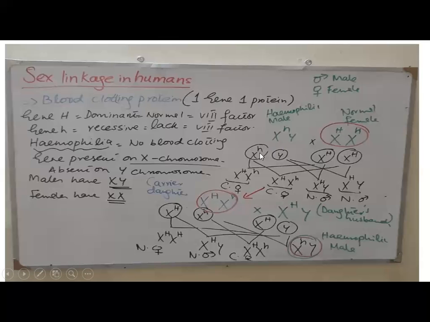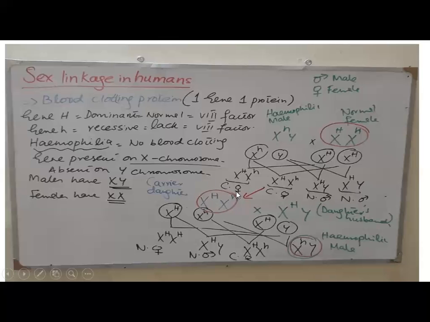So what will happen? We make the gametes. The resultant F1 generation will have, this sign is for female and this sign is for male, a carrier female. Carrier means it has the allele of the trait but will be normal. The other one is also a carrier female, and the males are normal, because there is no allele on Y to suppress the effect of H.